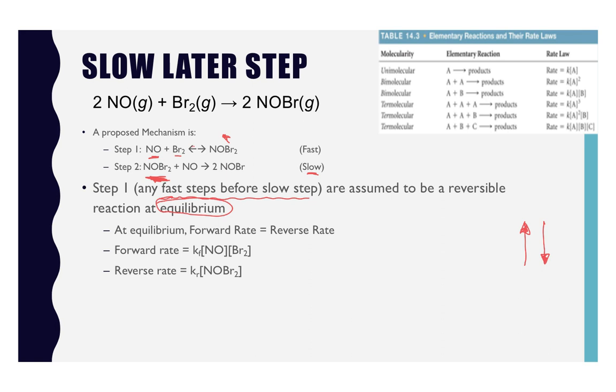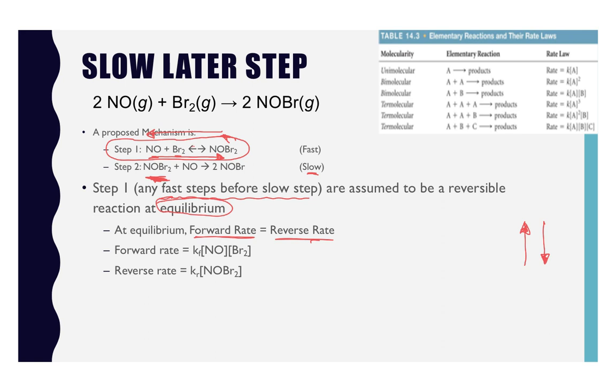Now, I don't expect you at this point in time to understand why that happens. For right now, all you need to know is that any step before the slow step is considered to be at equilibrium. In other words, it can go in both directions. And not only that, but the forward rate, the rate at which the NO and Br2 is turning into NOBr2, is the same as the rate that the NOBr2 is turning back into NO and Br2. And that's a valid assumption to make. Again, we'll talk later in equilibrium about why that's valid, but for right now, we'll just do that. So we assume that the forward rate equals the reverse rate.